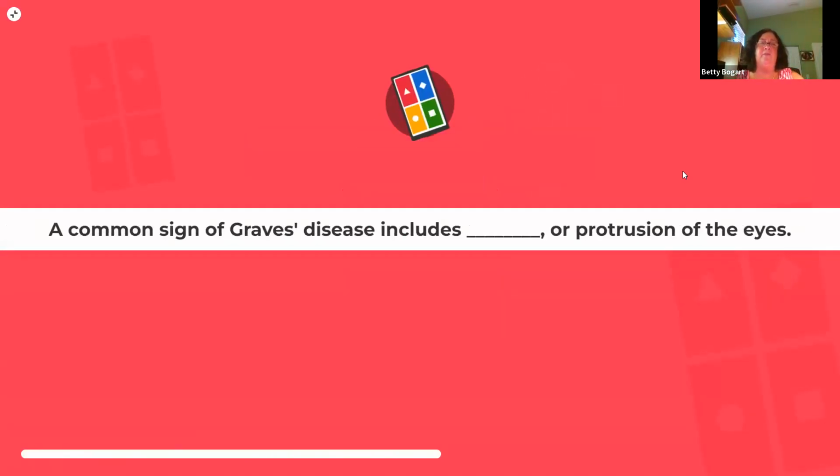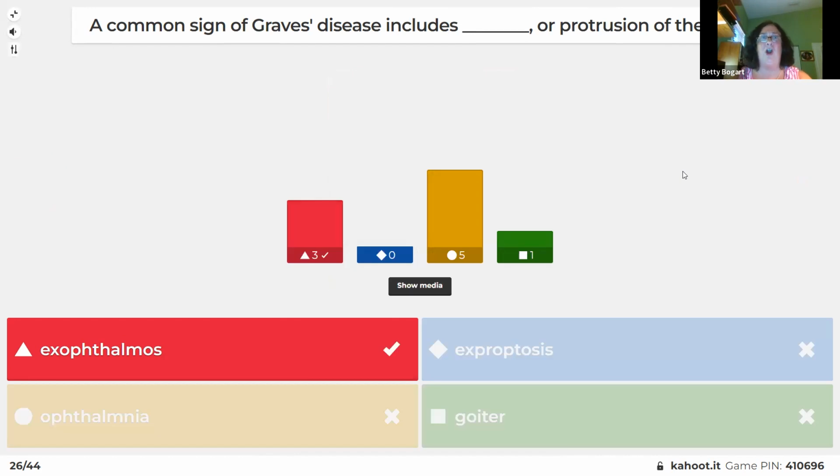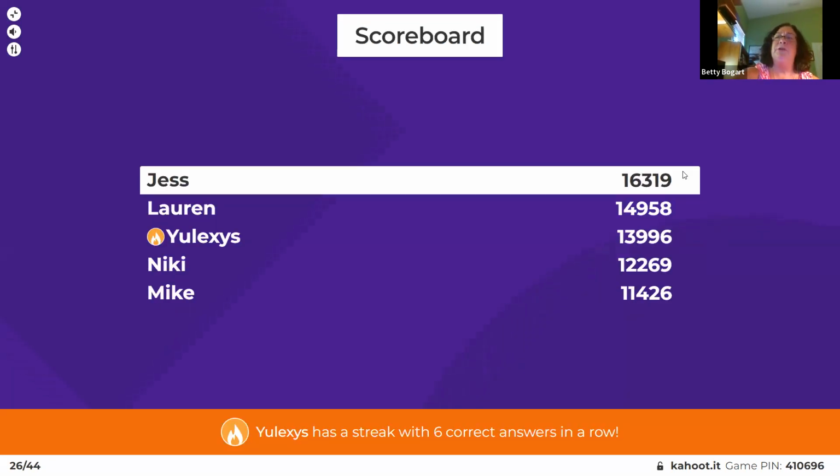A common sign of Graves' disease includes blank, or a protrusion of the eyes. Graves' disease is hyperthyroidism. There's commercials on TVs right now. That lady that walks around with the glasses on, she takes the sunglasses, she takes one off, there's more there. And now there's these new drops and she doesn't need to cover her eyes anymore. And it's exophthalmos. Ex means external, ophthalmos, eyes. So it's bulging of the eyeballs, okay? Hyperthyroidism, bulging eyeballs.